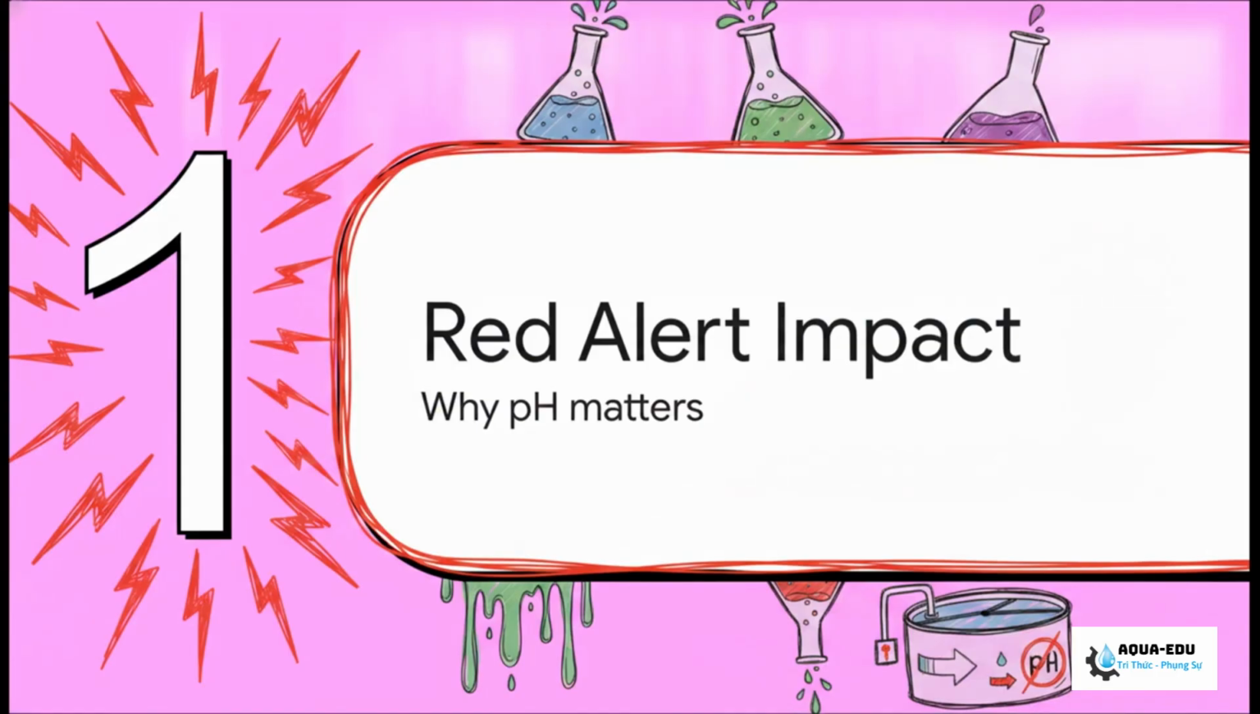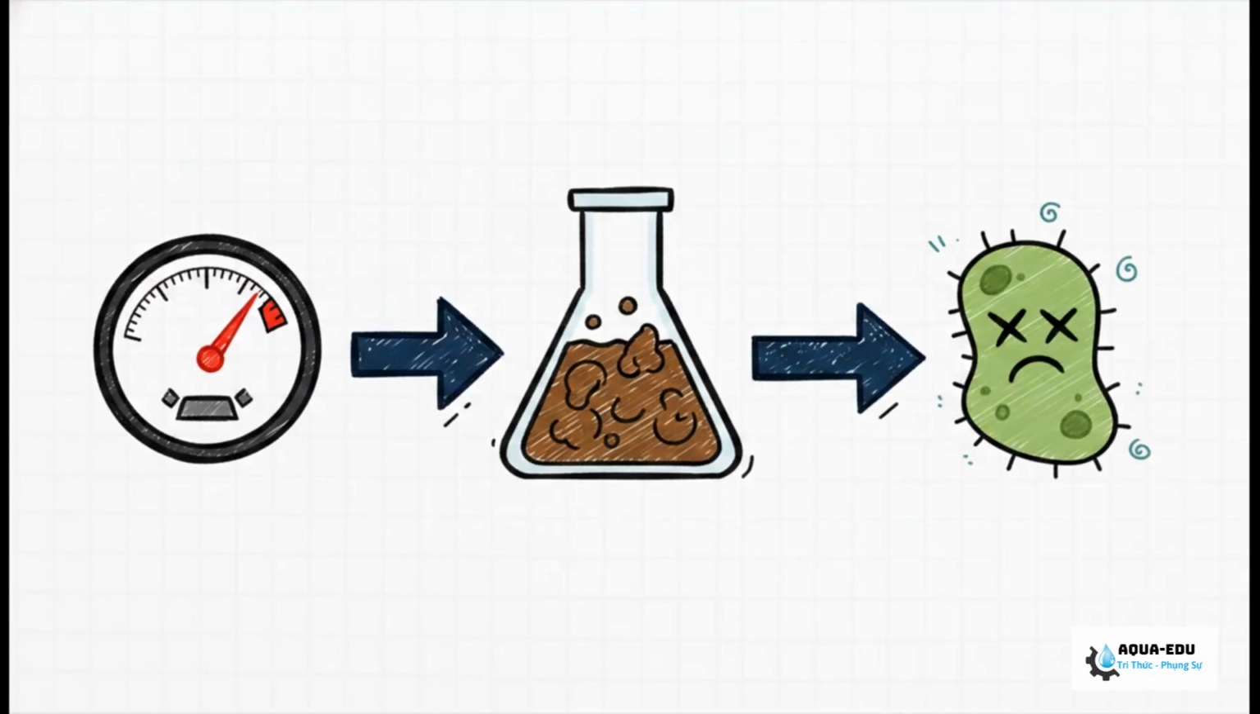Section 1. The red alert impact. Let's talk about why this is a high-level crisis. Okay, so the crucial point is this. When your pH drifts outside that optimal 6.5 to 7.5 sweet spot, the dominoes start falling, and they fall fast. In those physical-chemical reaction tanks, a bad pH completely ruins flocculation. Your iron or aluminum coagulants, yeah, they won't precipitate properly, meaning effluent suspended solids are going to skyrocket.